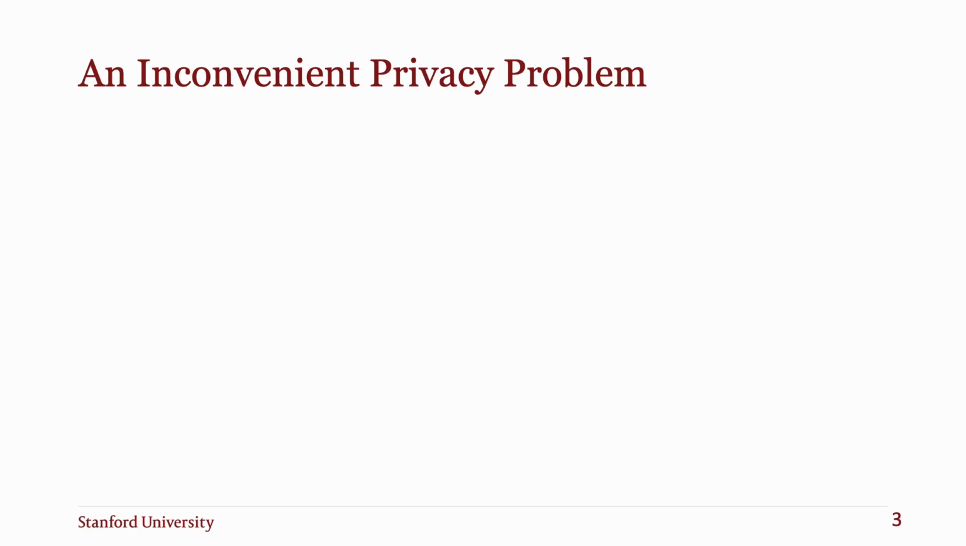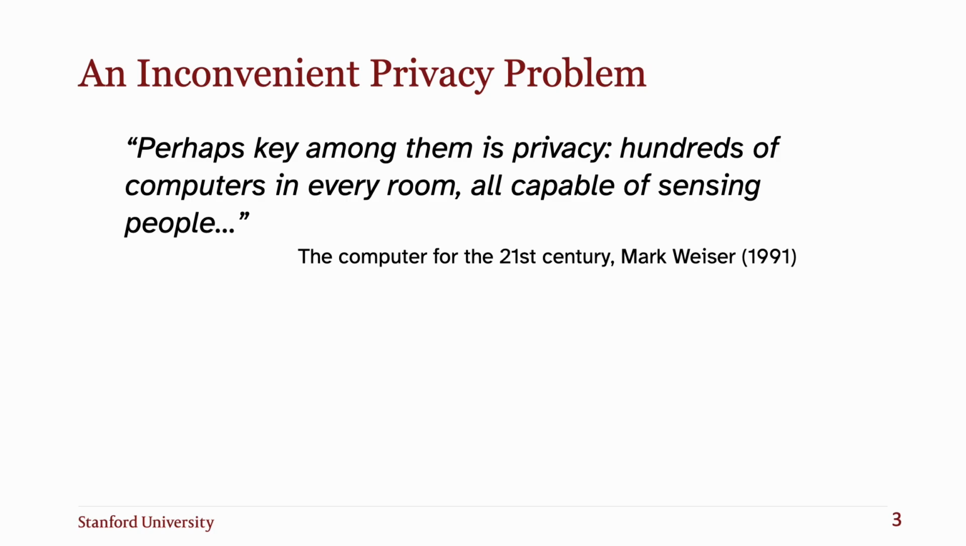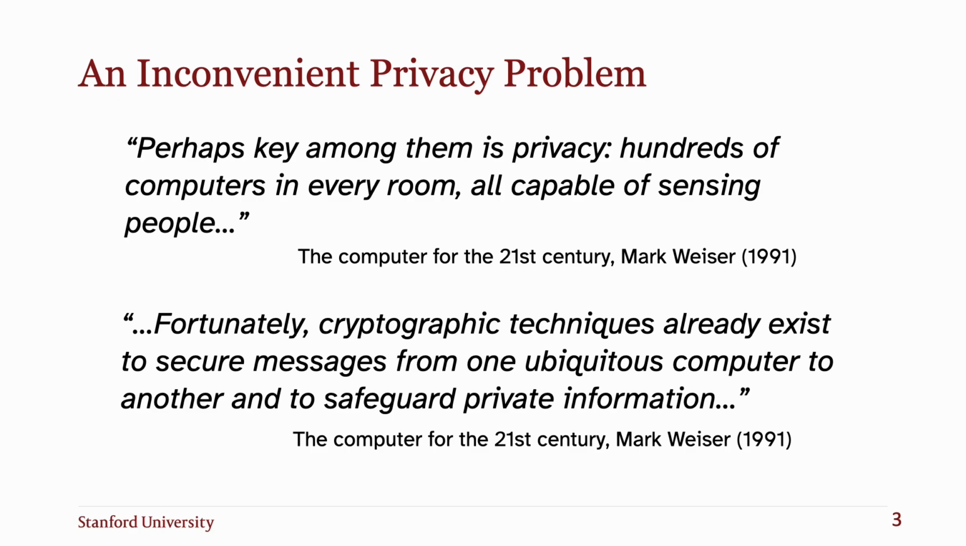And Weiser recognized this privacy challenge from the start, seeing that having hundreds of computers in every room with sensing capabilities could lead to significant privacy issues. He follows up with a potential solution, stating that cryptographic techniques can secure messages from one computer to the next to safeguard that information. However, we know from privacy incidents that encryption alone may not be enough to safeguard privacy.